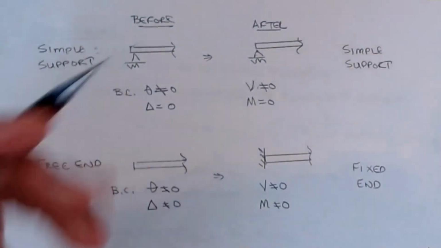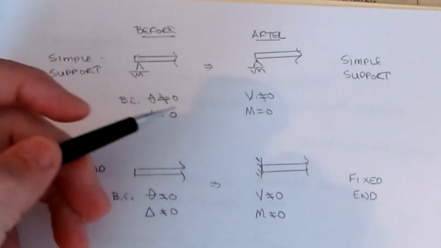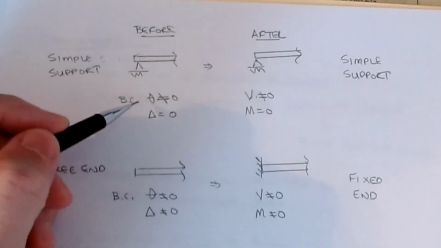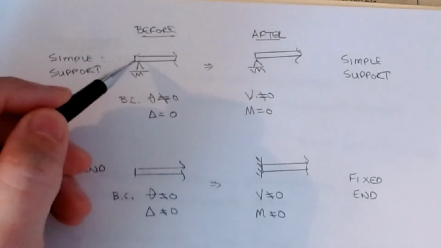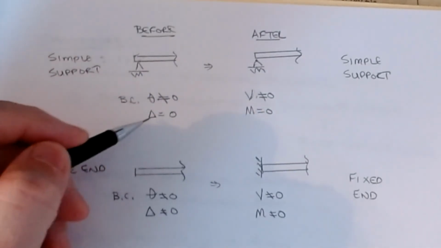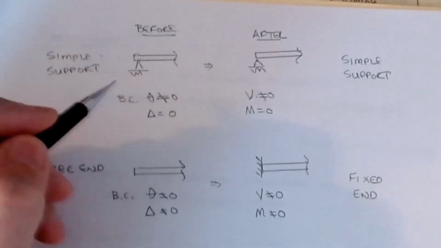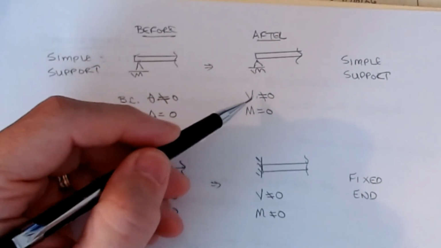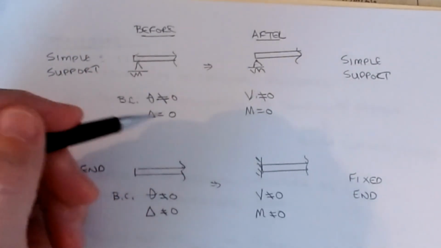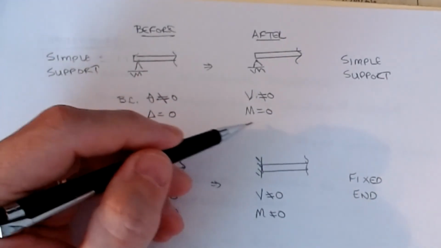Okay, the simple support, play the same game. We know that the boundary conditions for a simple support at this location here was that theta was not equal to 0 because this thing can rotate, but that delta was 0. So a theta not equal to 0 before is the same as a shear on the conjugate not equal to 0 after. And a delta equal to 0 is a moment equal to 0.